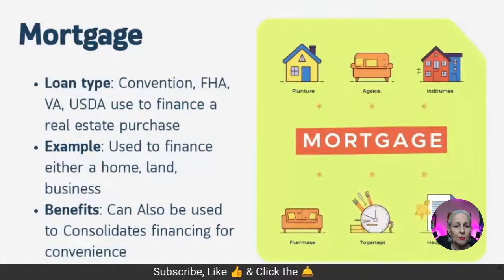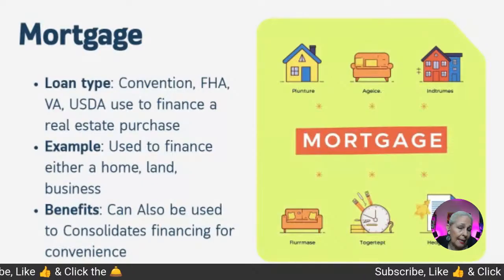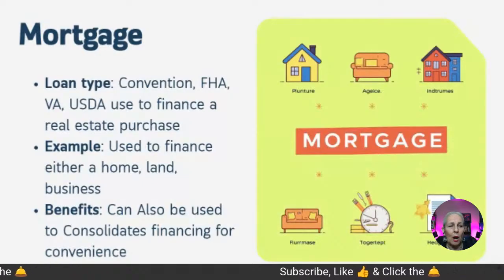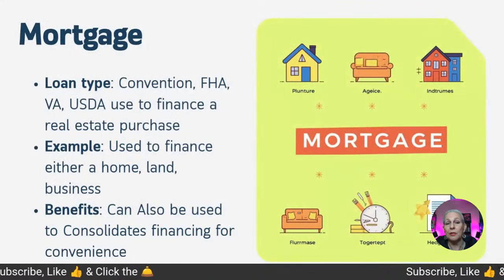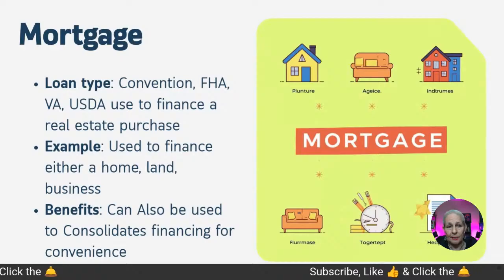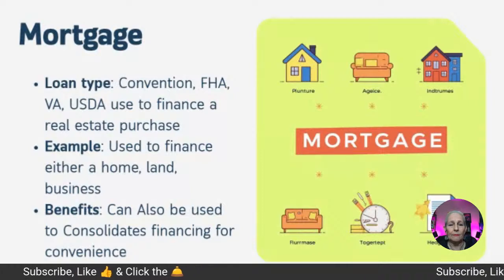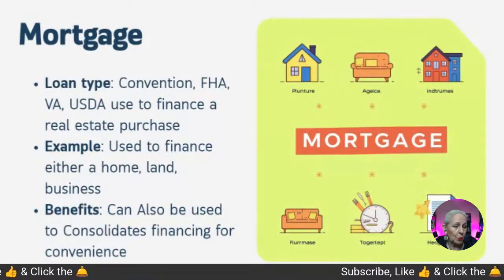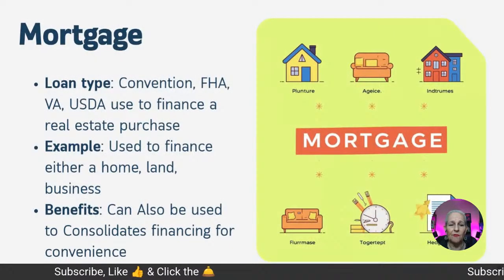So examples, so these are used to finance a real estate purchase or refinance. And there's also hard money loans. Hard money loans is with individuals that have money to loan to buyers, and they usually come with a high interest rate. Examples, they're used to finance either a home, land, business, and they can have other types of mortgages or loans for furniture. Benefits, they can also be used to consolidate financing for convenience.